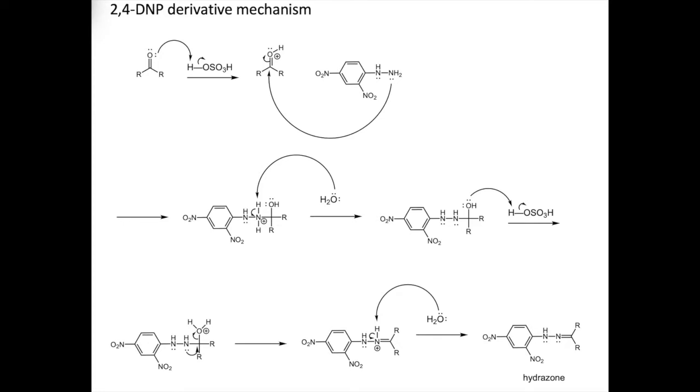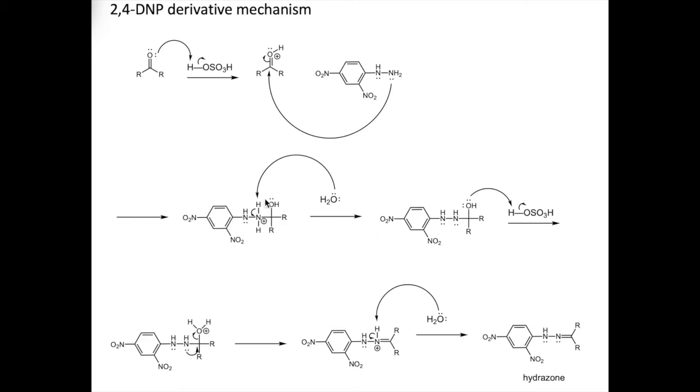Now let's look at the 2,4-DNP derivative mechanism. We have our ketone, which becomes protonated, and the lone pair of the nitrogen on the 2,4-DNP attacks the partially positive carbonyl carbon. Something to note is that these other lone pairs cannot attack because this one is actually part of the pi system of the benzene ring here.